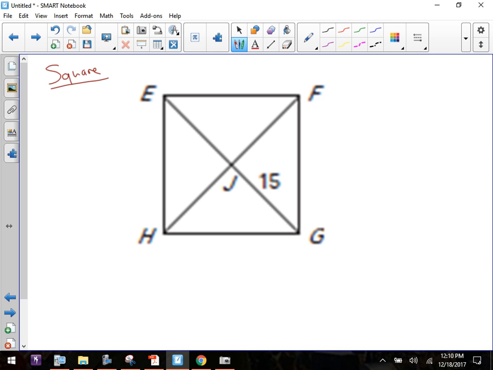So if that's a square, with just that one piece, what JG is 15. Yeah, you can go through and you can label every other segment that's in there, and you can label every other angle that's in there as well. Just because you know what a square does. So if JG is 15, what is JH and JE and JF? They're all 15s.